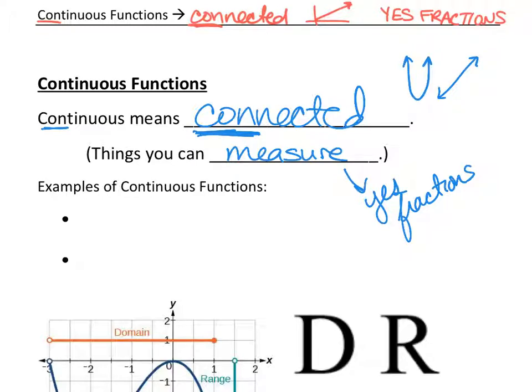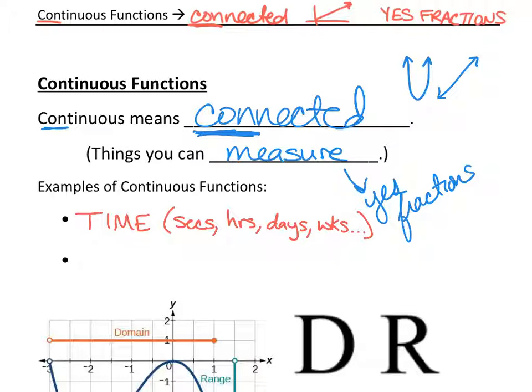Yes, fractions. Some classic examples of things that are continuous include time, because with time I can measure half a second. I can measure 30 seconds of a minute. I can measure half an hour. So all of those things give me parts of wholes like seconds, hours, days, weeks, on and on. We could get months, years, decades. All of those things are time. Time is always continuous.